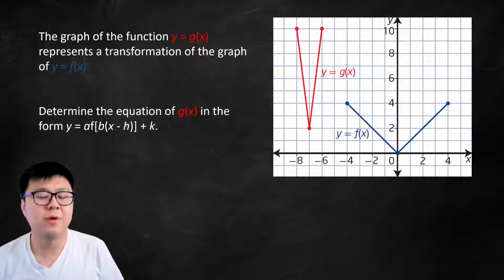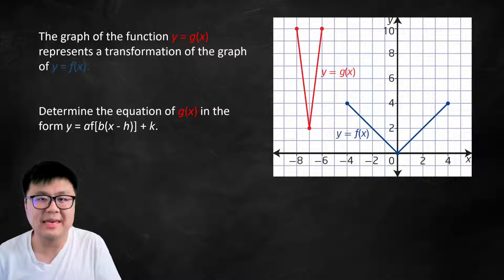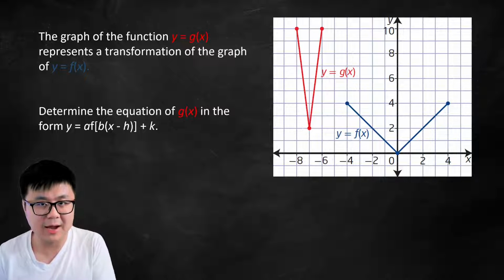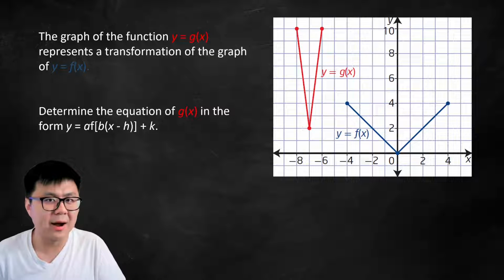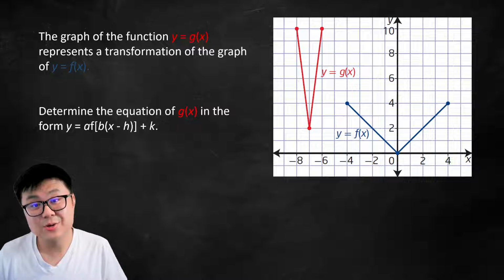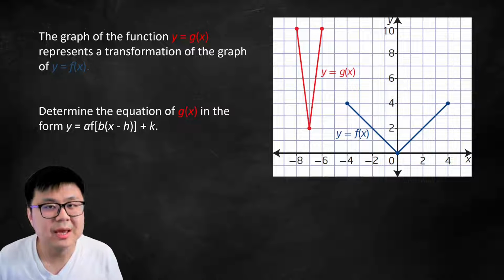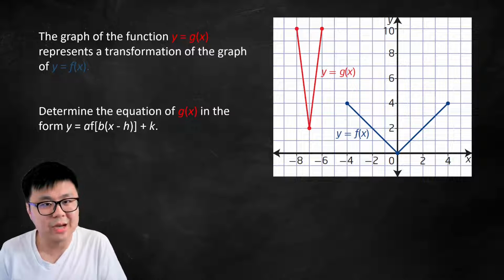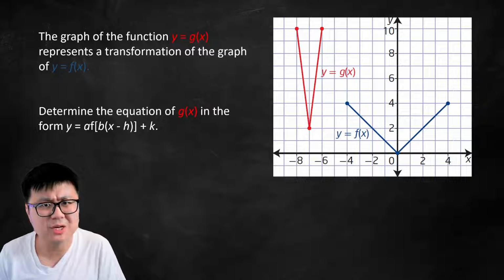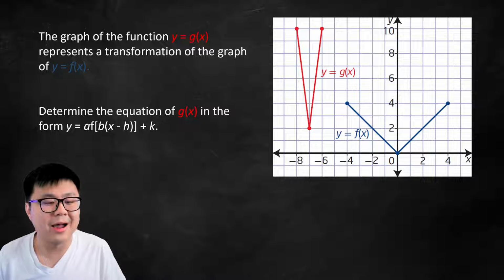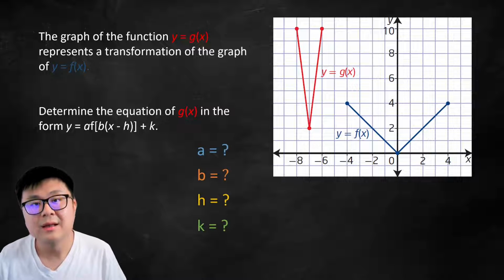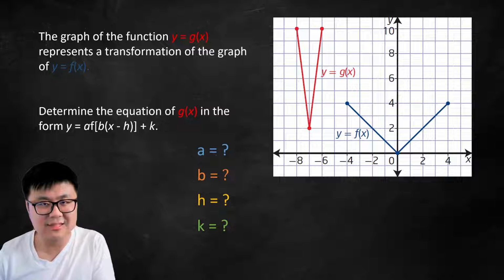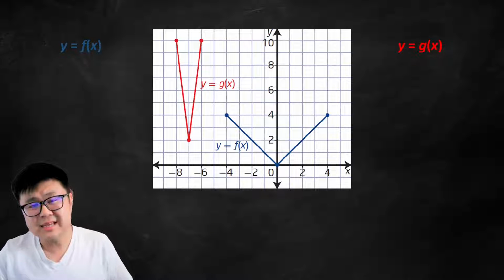The second type of question is this one here, when they give you both the original function, y equals f of x, and the newly transformed function, let's call that y equals g of x, and they're asking you, what was the transformation, and can you write the new equation of the transformed function, y equals g of x, in the form of y equals a f of b x minus h plus k? Basically, you have to know what the a, b, h, k's are in this transformation. So we do the same thing as before.